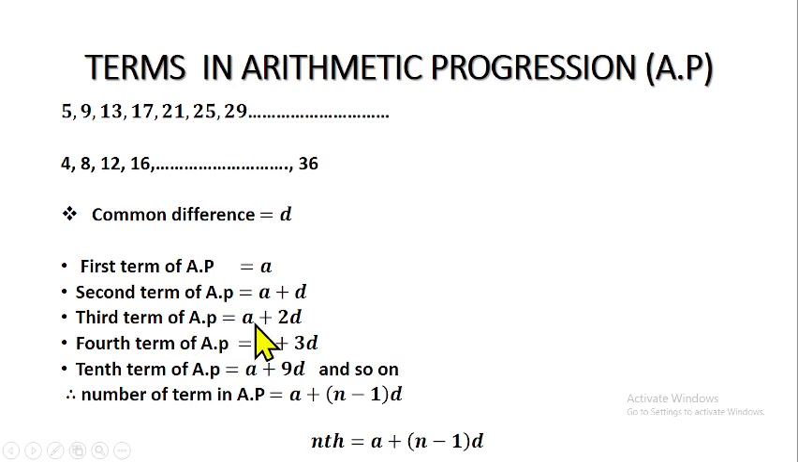The third term will give us A plus 3 minus 1. That gives us 2 times D. We are looking for the fourth term. That will be 4 minus 1.